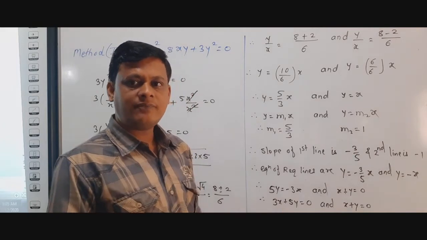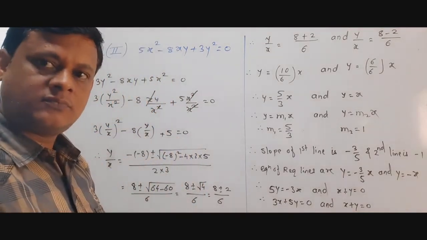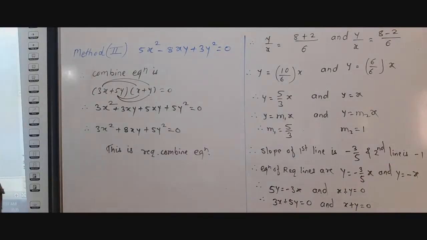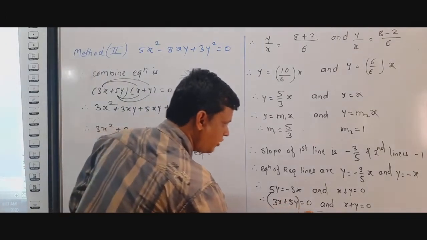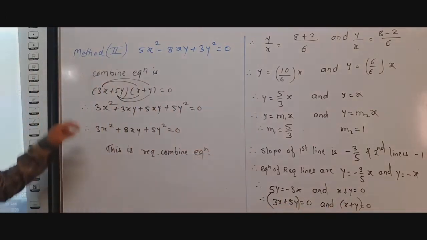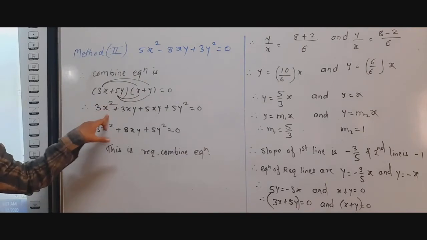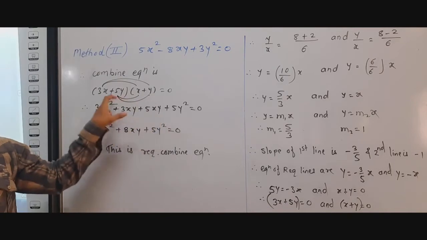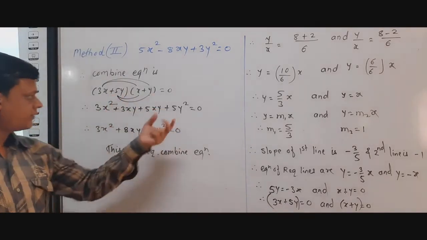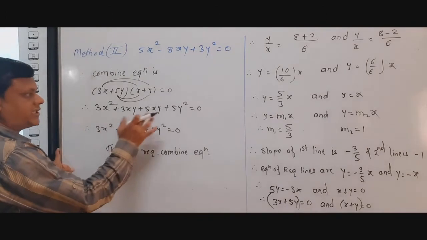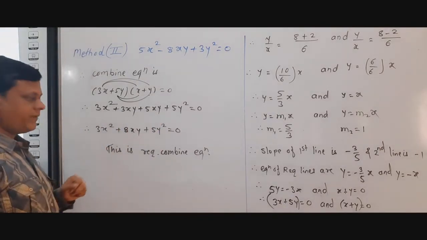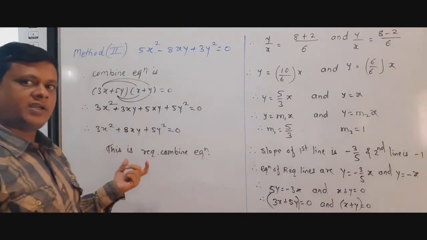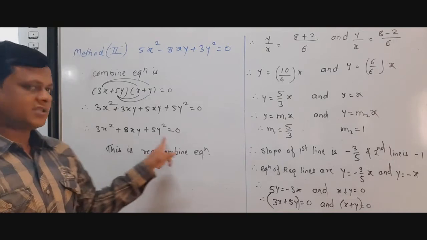Now we have to find their joint equation. Therefore the combined equation is, so we have to multiply these two equations, 3x plus 5y with x plus y. So 3x into x we get 3x square, 3x into y that is 3xy, 5y into x we get 5xy, 5y into y we get 5y square. Now add these two terms, 3xy plus 5xy, that is 8xy. This is the required combined equation. Now you can check that by the first method and the second method, we get the same answer.